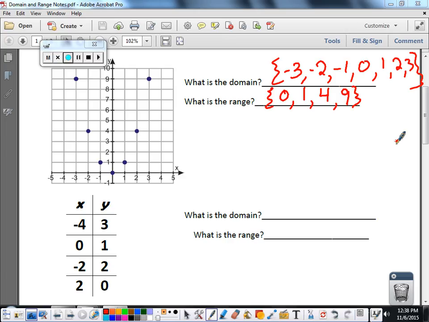Here's the only tricky thing, guys. You have to understand that when it's asking for the domain, it's asking for the x values. And when it's asking for the range, it's asking for the y values. Got me? Let's continue.